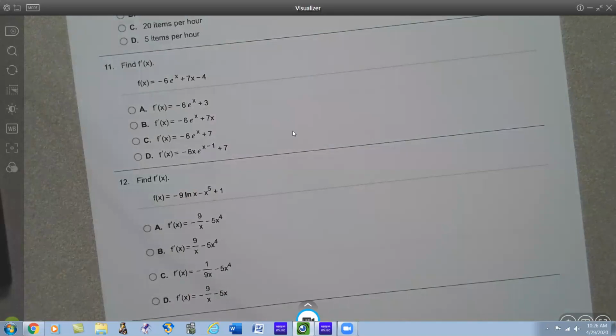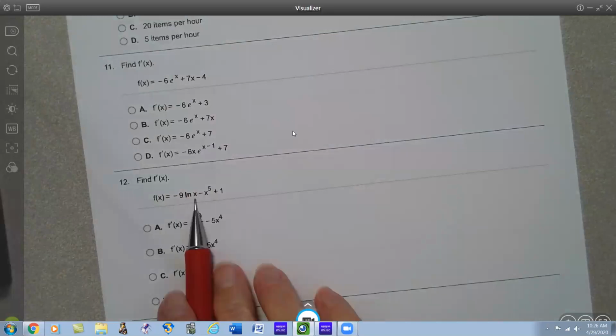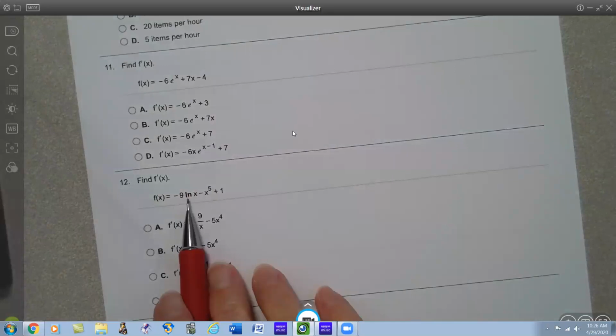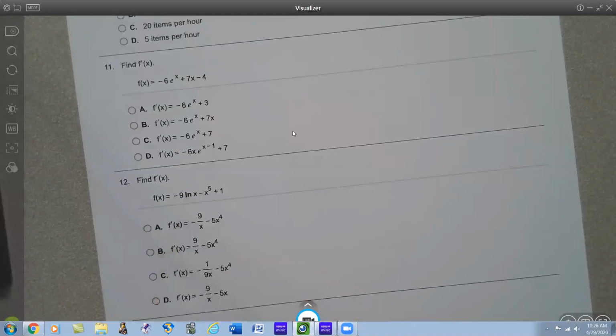The derivative of ln x is 1 over x. So that first term would be a -9 over x minus 5x to the 4th. So I would go with A on that one. Just be careful when you're getting the derivatives. Make sure it matches up exactly how you have it, because A and B are very, very similar. One's negative, the other one's positive.